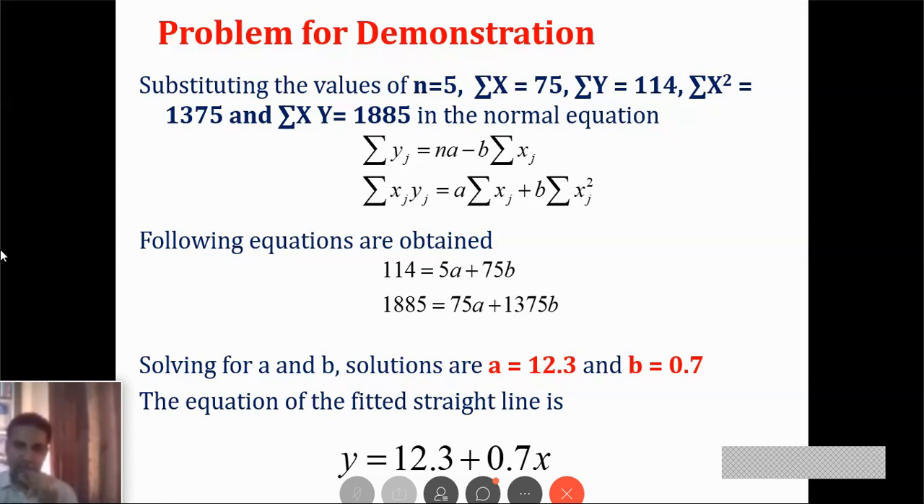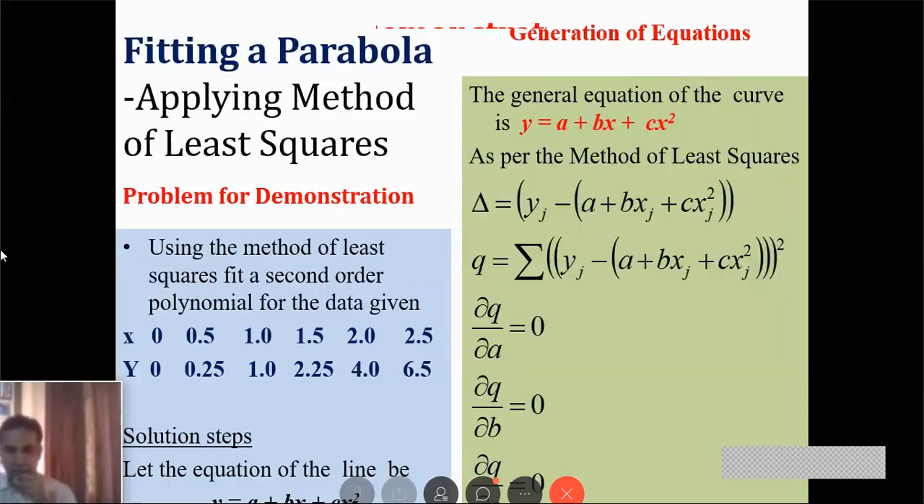So the straight line which fits this data is given as y is equal to 12.3. Now we look at the next case of curve fitting. That's a parabola. How do you fit a parabolic curve? Here also, I'm taking a problem as a demonstration. So here it can be a little faster because almost the process is the same. So the data set is available here.